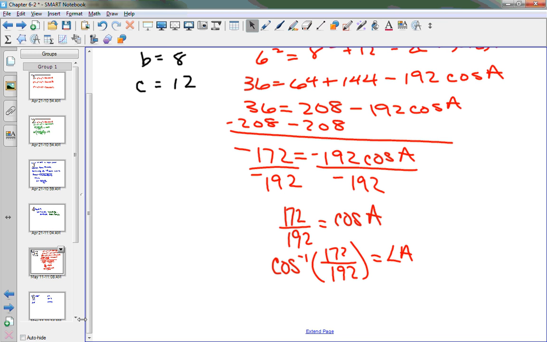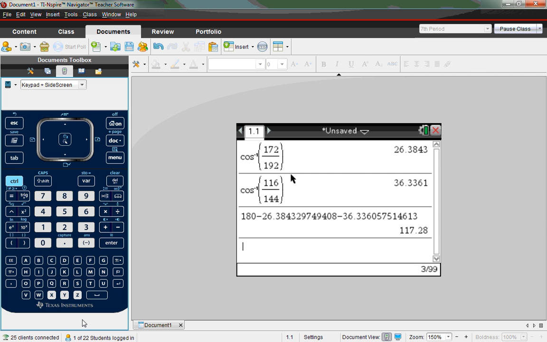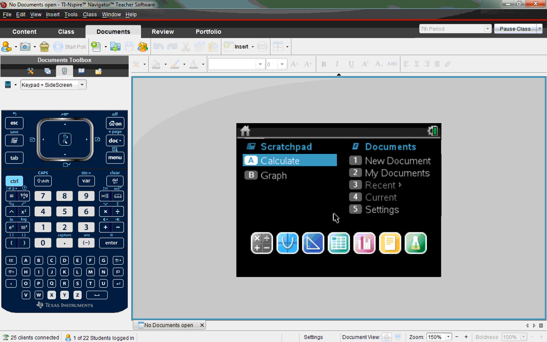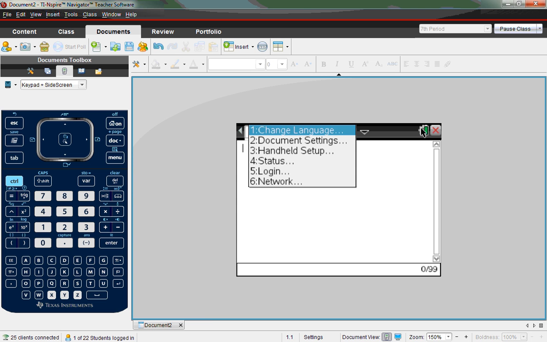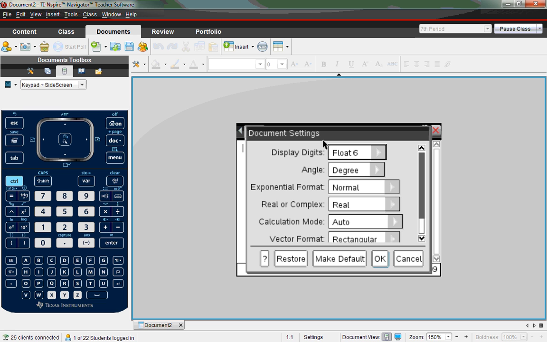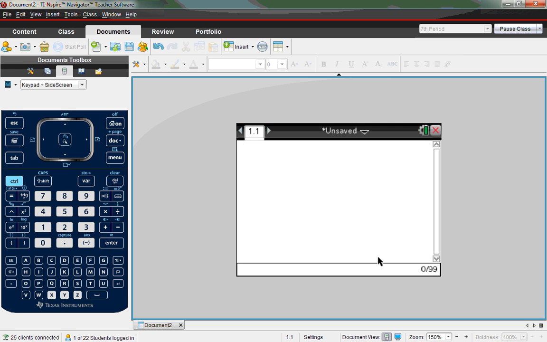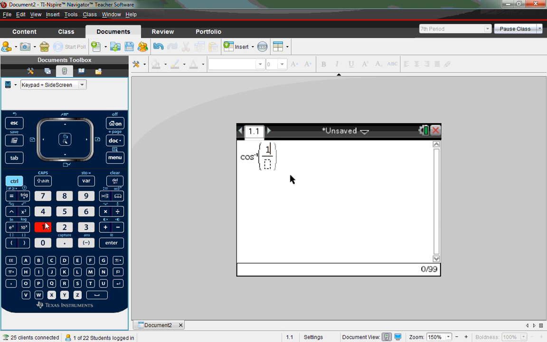So what do I want you to do? Plug it into your calculator. Go over to your calculator and get a decimal. You need a new document. You want a calculator page. Make sure in your settings that you're set for degree for your angle. You want degree, angle DEG. So trig, cosine inverse of 172 over 192, and hit enter.